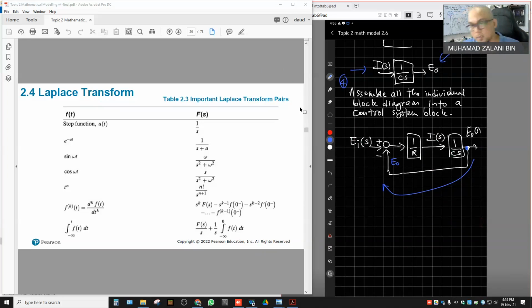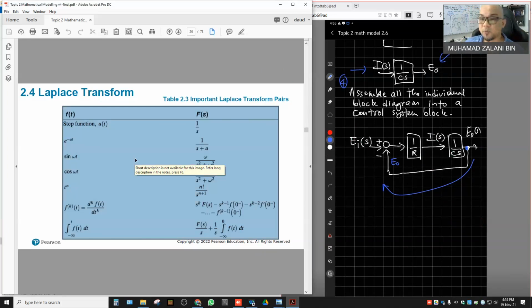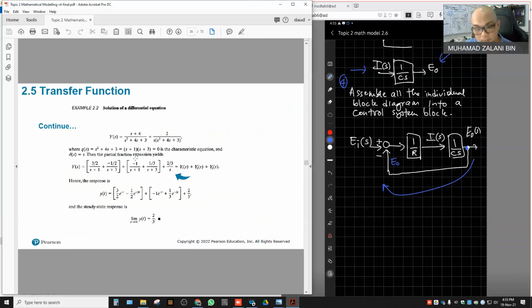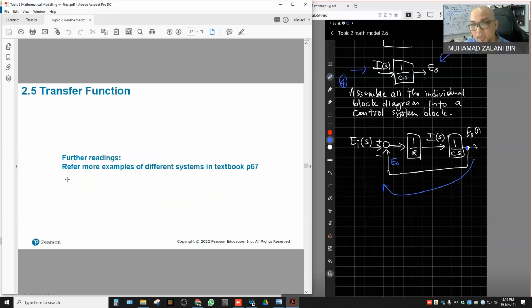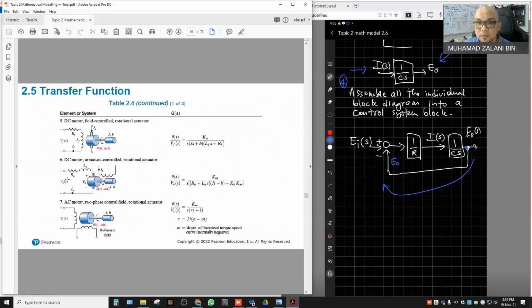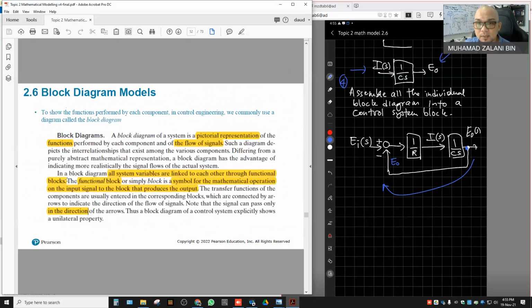So next I'm going to talk about operations. When we assemble the block diagram, there will be operations on the block diagram. Let's say we want to simplify some of the blocks, like the cascaded blocks and also some parallel blocks. Okay, I'm going to show you that. So let me just see what is in the next slides here.